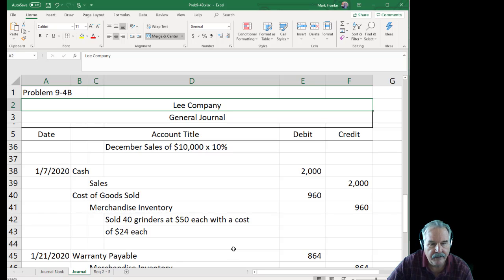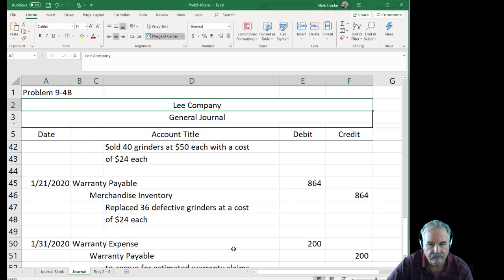And then we had some more come back. And those, that was 36 grinders came back. Some of them had probably been sold in November, some might have been sold in December, and some might have even been the ones in January. So we debit warranty payable $864. This is 36 grinders at $24 each. Credit merchandise inventory, we're taking it out of inventory and we're applying it to the liability account.